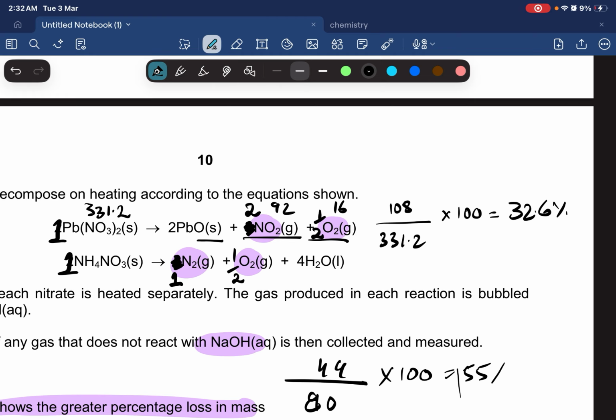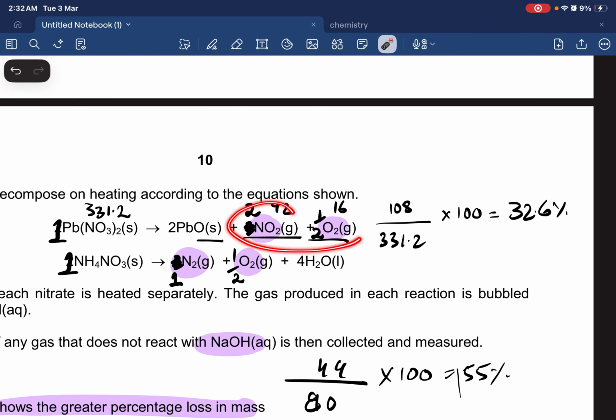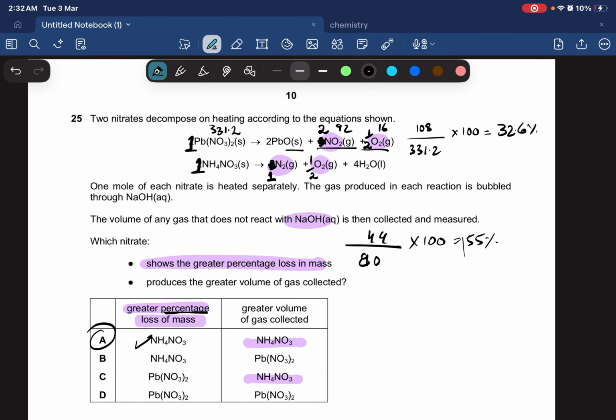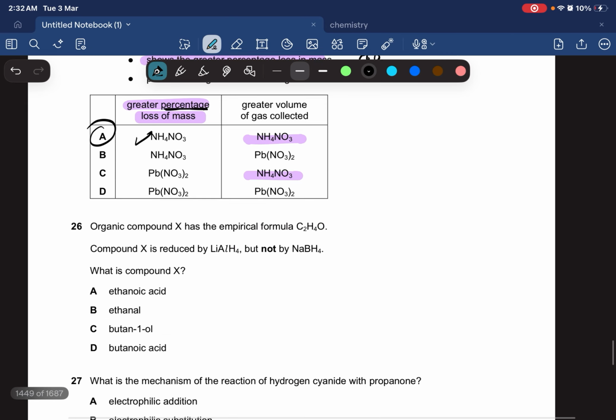I told you, the greater mass loss is here, but the greater percentage by mass loss is here. Now look at the words. Look at the trick the examiner is trying to play. He just said the greater percentage loss of mass. Though the greater loss of mass is over here, the greater percentage loss is over here. So that's why it's this option. That was a very clever question, I'd say.